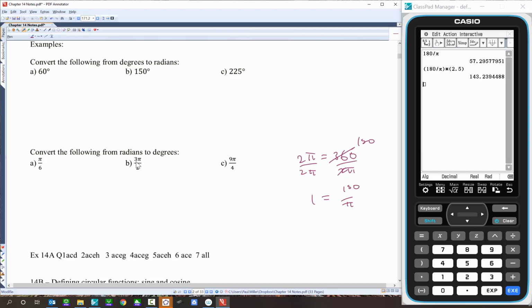So what I'm going to do is I've got 3 pi on 2 of them, so I'm going to multiply that by 180 on pi. Pi's cancel out. Once is 90, 3 times 90 is 270 degrees. All right, last one. Multiply by 180 on pi. Cancel, cancel. How many times can I stick 4 into 180?